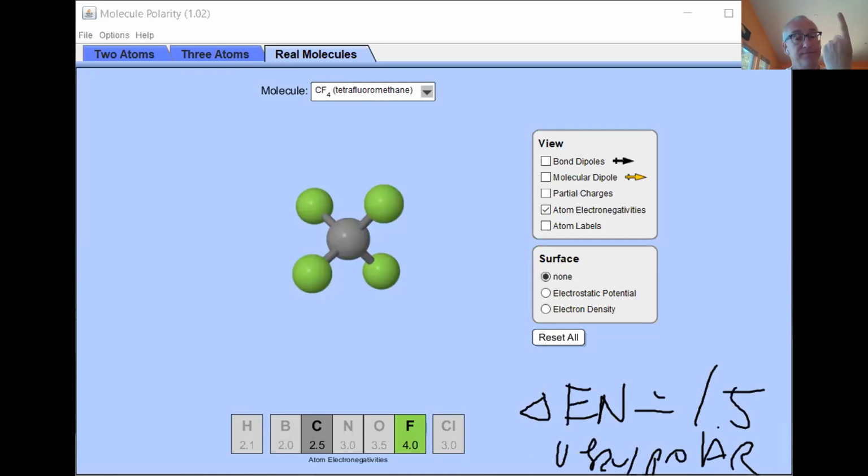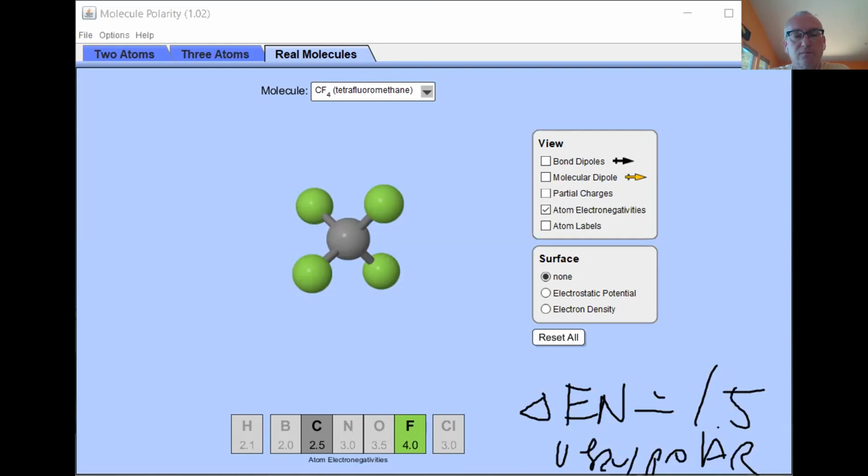We can't have a polar molecule without polar bonds. And boy, oh boy, we got polar bonds here. So that's not a problem. But the question is, is this going to be a polar molecule or not? What do you think? Before you click on anything, what do you think? No. Have a look at the shape. No. Okay. Why? You say that with some confidence. Why do you think that's true?